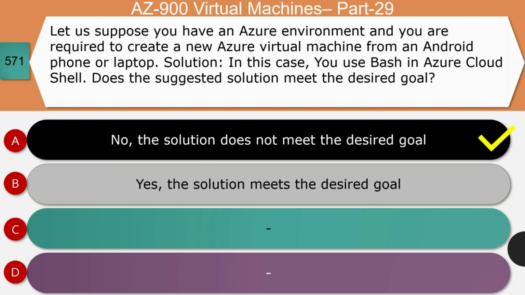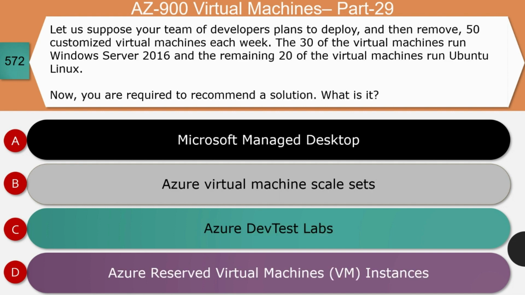Let's see the reason. Android does not natively use Bash in Azure Cloud Shell. However, you can use an Android device to access Azure Cloud Shell through a web browser such as Google Chrome. This will give you a web-based interface to the Bash command line environment in Azure Cloud Shell, where you can use and run Azure CLI commands and other tools. And so option A is the right answer.